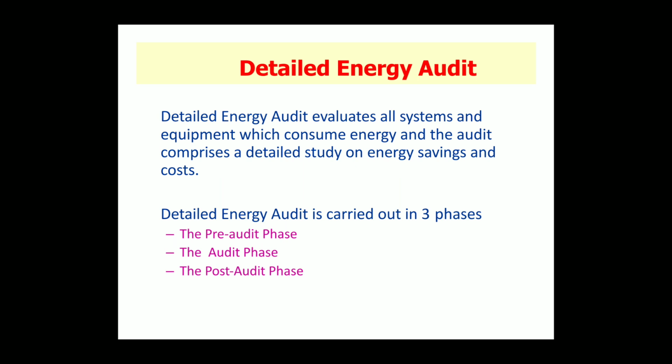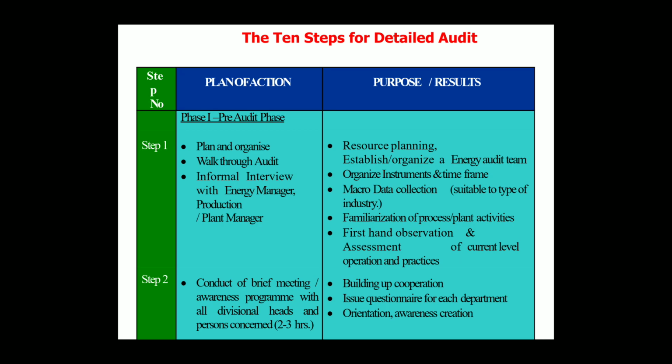The types of energy audit are: first, the pre-audit phase, the second, audit phase, and the next is the post-audit phase. Next, the 10 steps for detailed audit. The first phase is the pre-audit phase. In that, this is the table. The first column shows the plan of action and the next is the purpose or result. First is phase 1, the pre-audit phase.